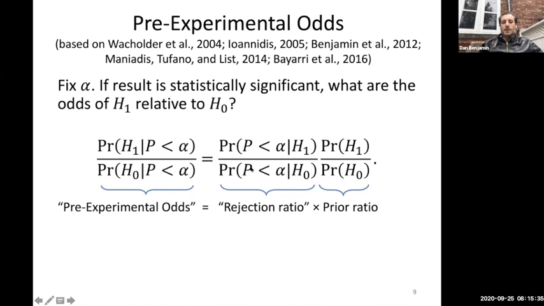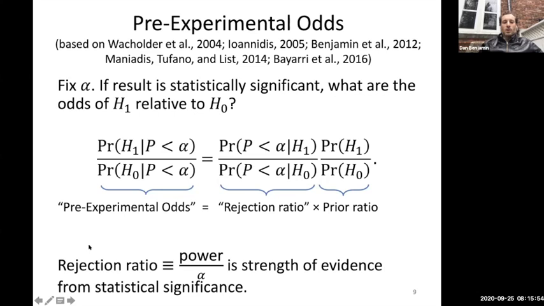Then this term is what we call the rejection ratio, and this is the prior odds. So the rejection ratio is this: we're rejecting the null hypothesis, and it's the ratio of the evidence for the alternative relative to the null. And what's particularly nice here is that this rejection ratio is just the ratio of power to the significance threshold.